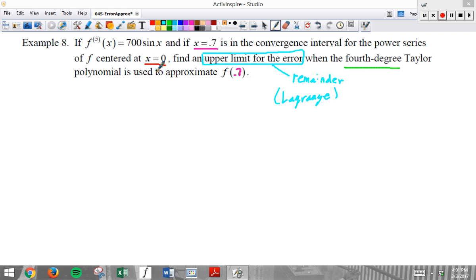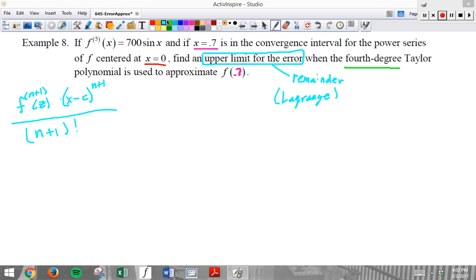So it's that same formula again, which I'll write down just so you don't have to flip around. The n plus first derivative, evaluated at z, the maximum value of this, times x minus c to the n plus 1 power, all over n plus 1 factorial.